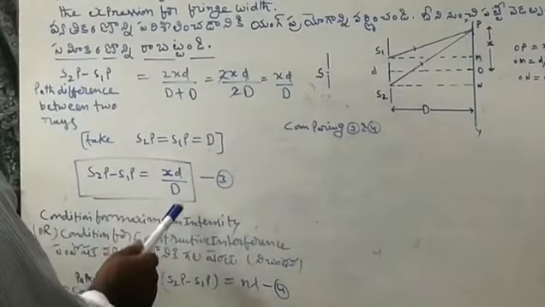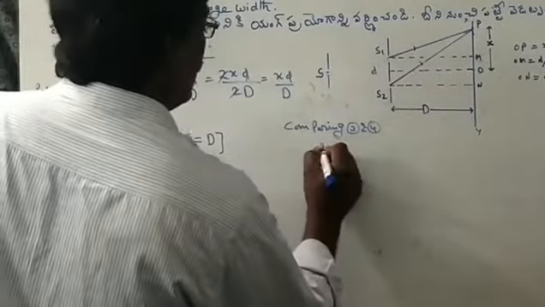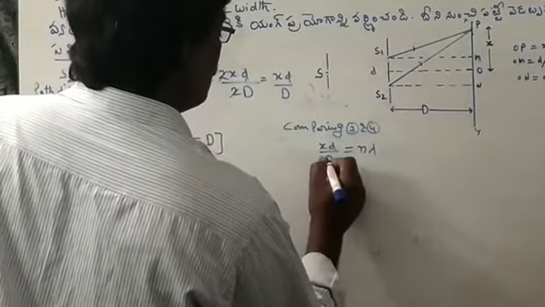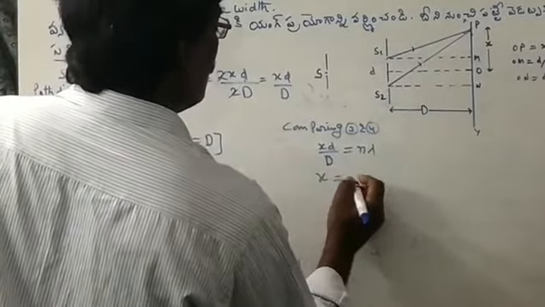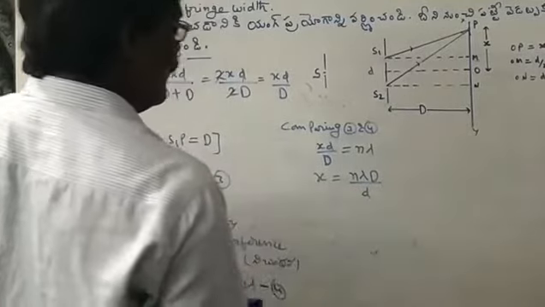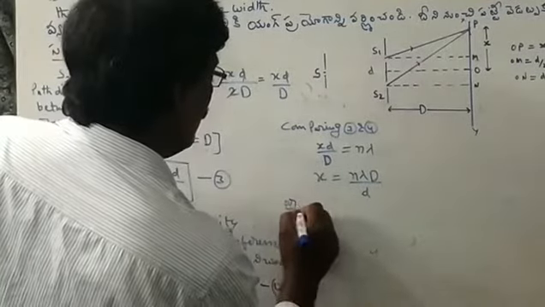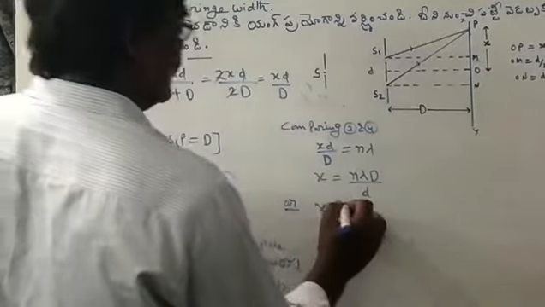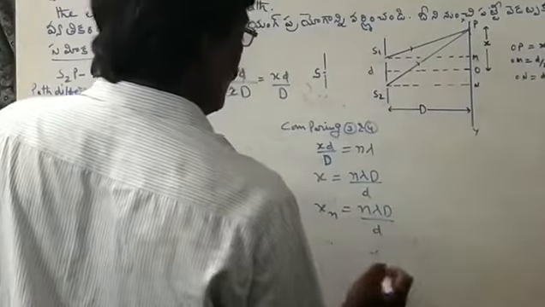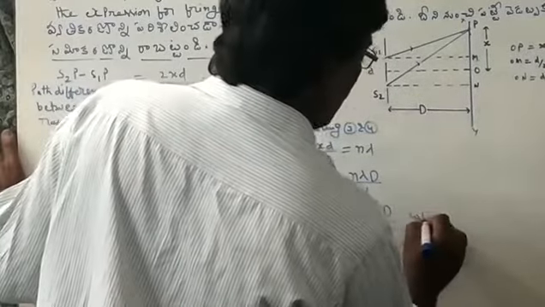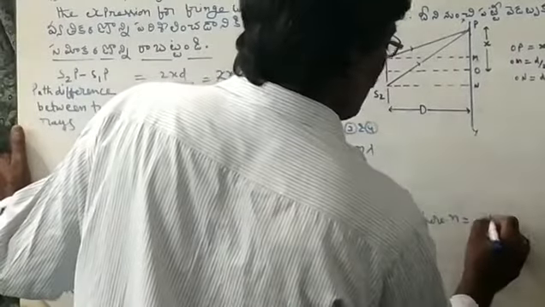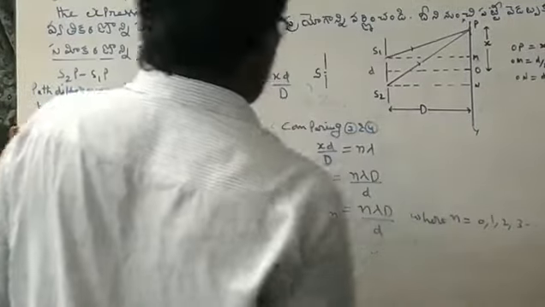That's why xd by capital D is equal to n lambda. Small x into small d by capital D is equal to n lambda. So x is equal to n lambda into capital D by small d, or we write x suffix n: xn is equal to n lambda D by small d, where n is equal to 0, 1, 2, 3, and so on.